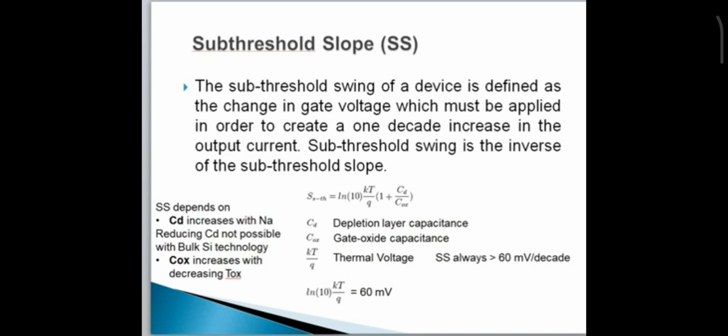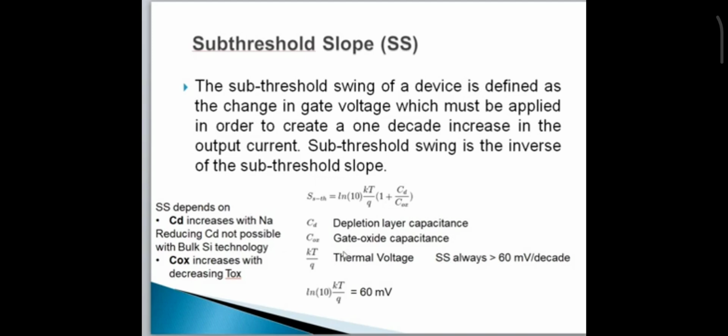COX increases. If you want to decrease the subthreshold slope, you have to reduce the thickness of the gate oxide. COX increases with decreasing TOX. In case of MOSFET, subthreshold slope is equal to 60 mV times (1 + CD/COX). Depletion layer capacitance is very high in case of MOSFET as compared to gate oxide capacitance.